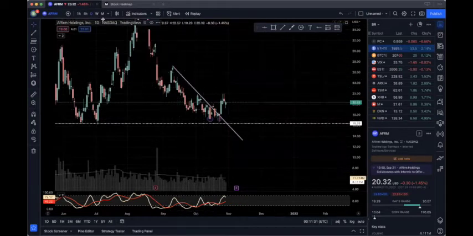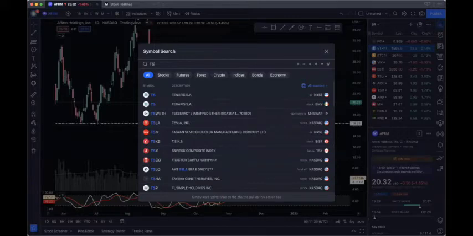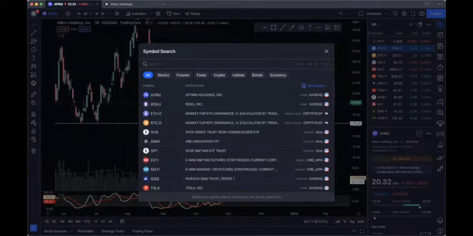I just found this trend line. I used it. So here's one that I'm looking at for ES.